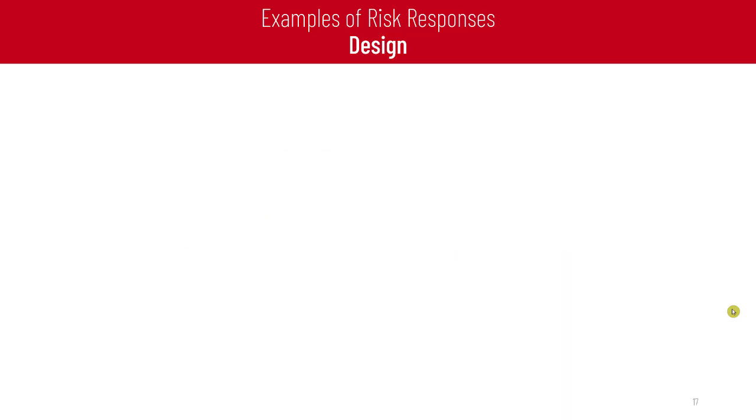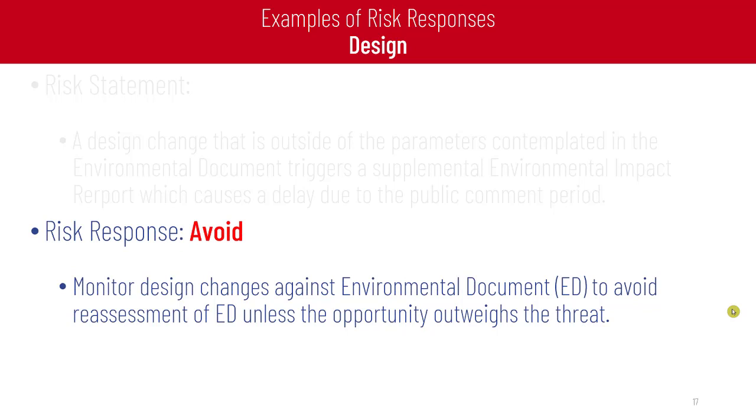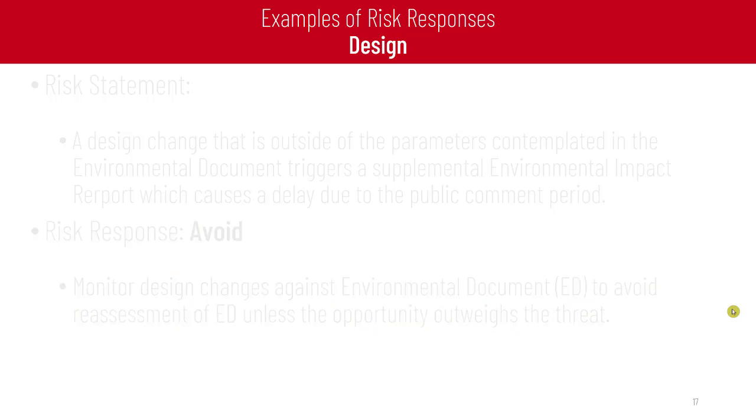The second example of risk response in the design phase stated that a design change that is outside of the parameters contemplated in the environmental document triggers a supplemental environmental impact report, which causes a delay due to the public comment period. The risk response recommended for this risk is avoid. Monitor design changes against the environmental document from the beginning to avoid reassessment of the environmental document, unless the opportunity outweighs the threats.